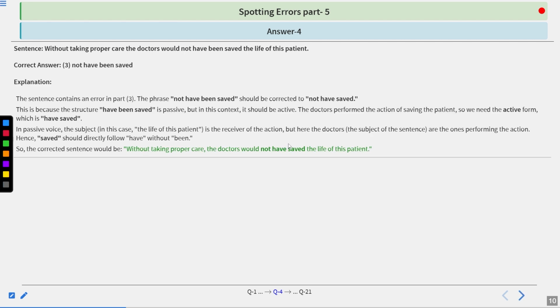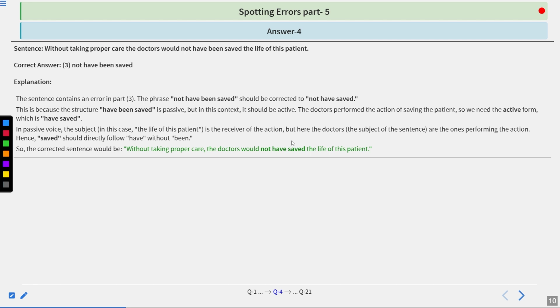The phrase not have been saved should be corrected to not have saved. This is because the structure have been saved is passive, but in this context it should be active. The doctors perform the action of saving the patient, so we need the active form, which is have saved.